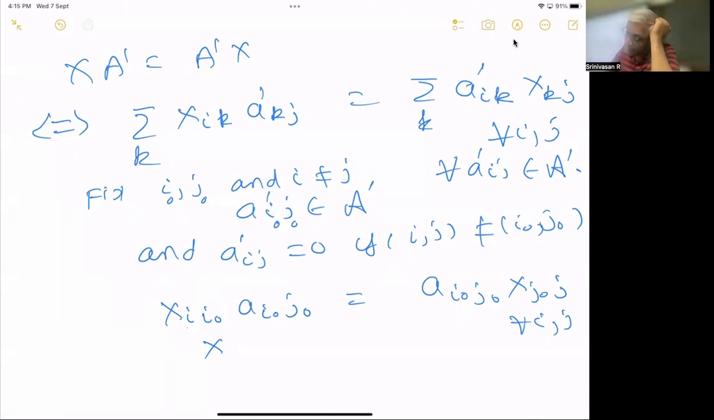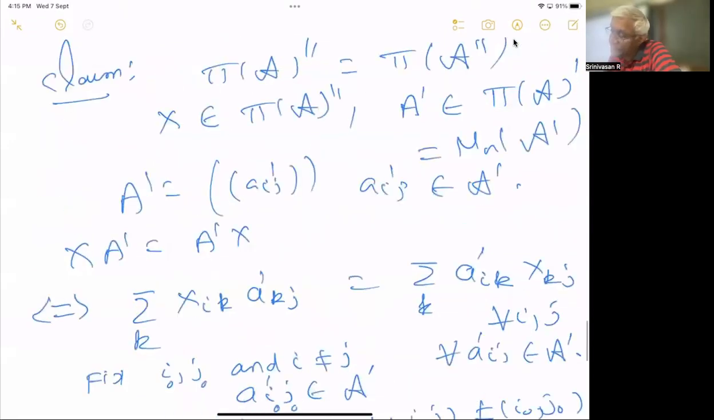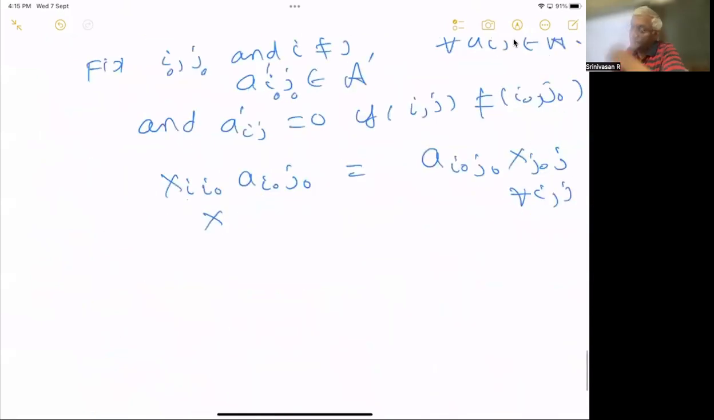x_{i0}, x_{j0}. No, this clearly says when i is not equal to j, x_{ij} equals 0. But I'm wondering whether it says more. It shouldn't say more. For the diagonal entries, it shouldn't be 0. Except the diagonal entries, everything else is 0. Okay, that's what I want to say.